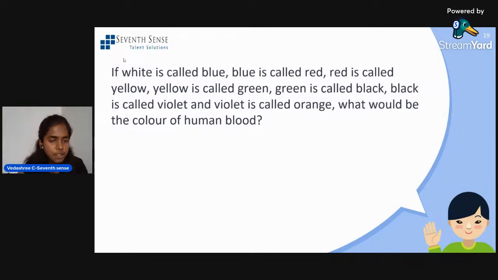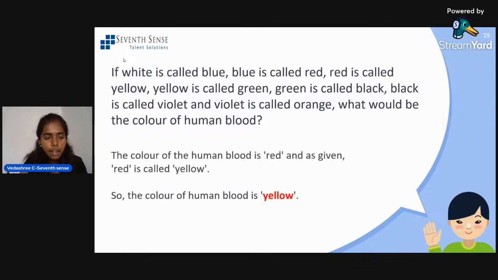So in the question it is given, if white is called blue, blue is called red, then red is called yellow. So here red has been given as yellow. The color of human blood is red, and as given red is called as yellow. So the color of human blood is yellow. Right. Understood the problem?